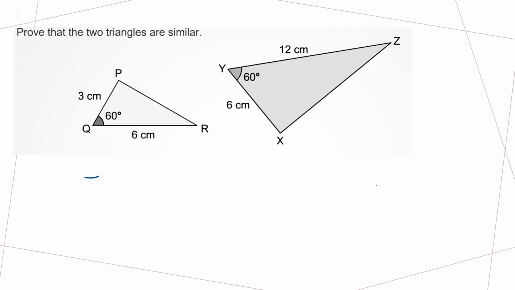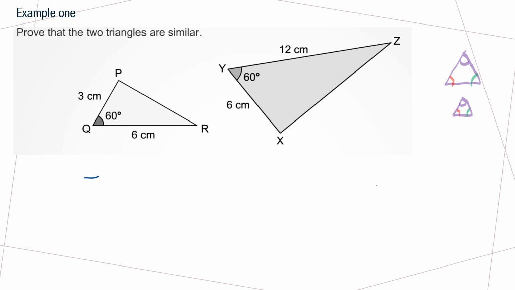All right, so let's recall the three tests that we have learned just now. The first one is all three corresponding angles are the same. Meaning if you're given two triangles, we just make sure that the three angles must be the same. That's what you mean by three pairs of corresponding angles are the same.